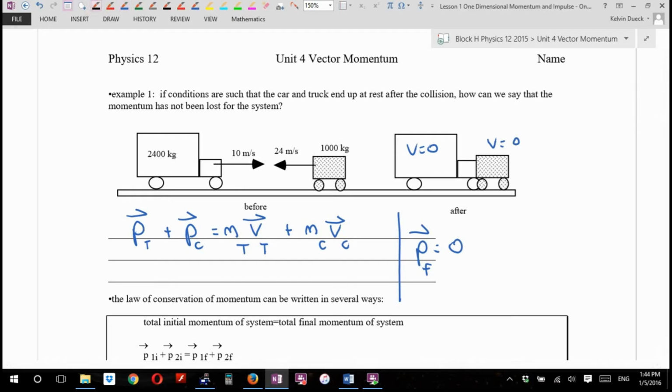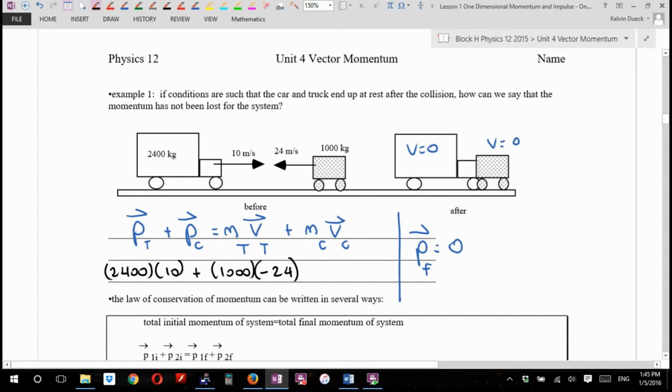Let's plug in numbers. Clay, I'm going to come back to you. What's the mass of the truck? 2,400 kilograms. What's the velocity of the truck? 10 meters per second. Plus, what's the mass of the car? 1,000 kilograms. What's the velocity of the car? Be very careful. 20? No. Negative 24. Why? Because momentum is a vector, and they're going in opposite directions, and we have to now take that into account.